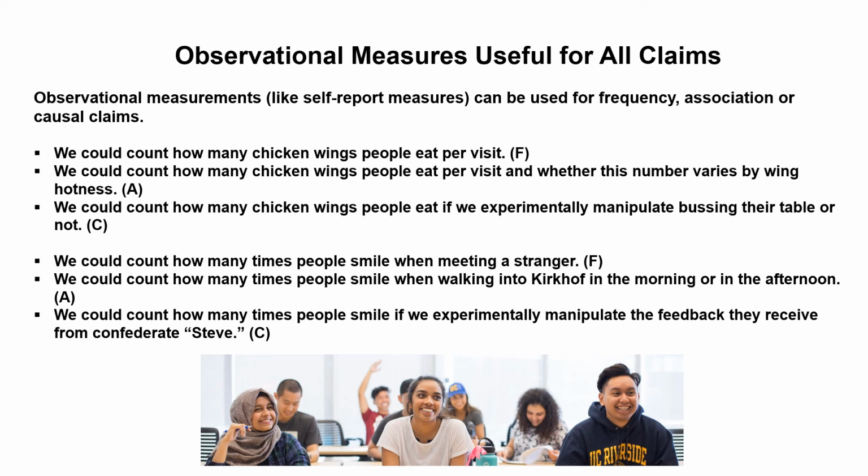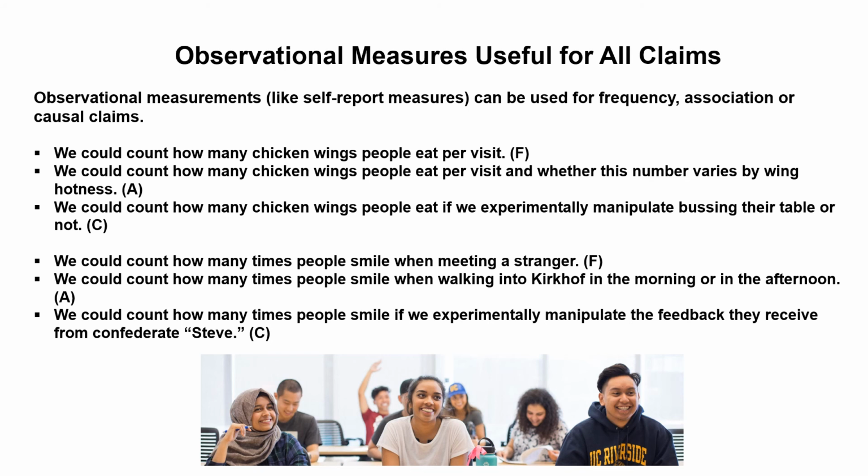Things we could do. We could count how many chicken wings people eat per visit, sitting in a restaurant. Count how many chicken wings people eat per visit and whether this number varies by wing hotness. We could count how many chicken wings people eat if we experimentally manipulate bussing their tables or not. So again, here's where we can start to get a causal claim. Do people eat more if the tables are bussed or not?